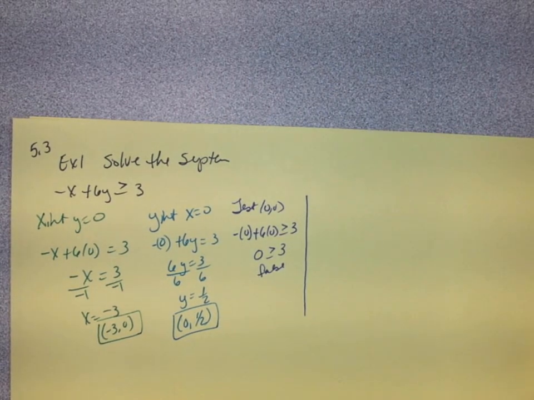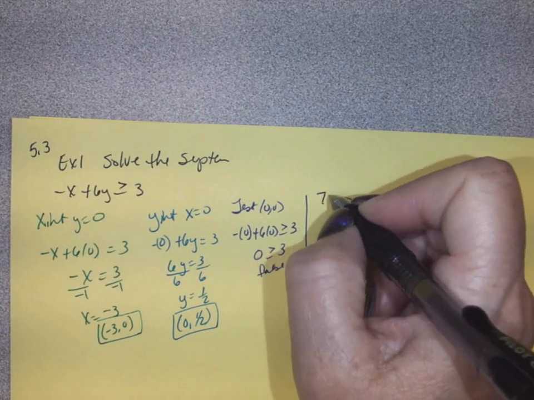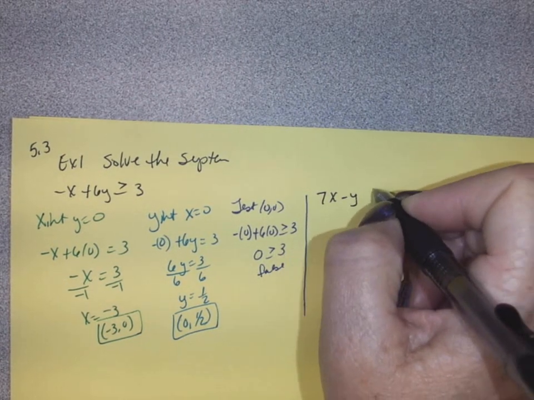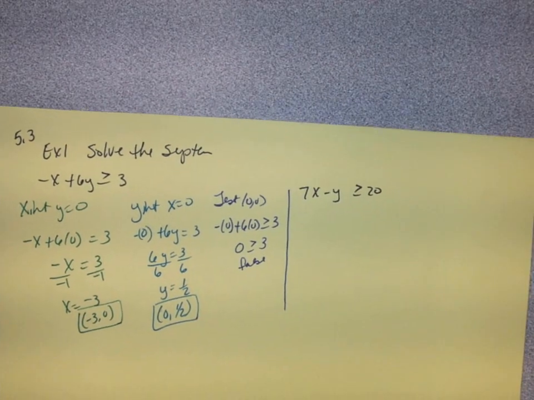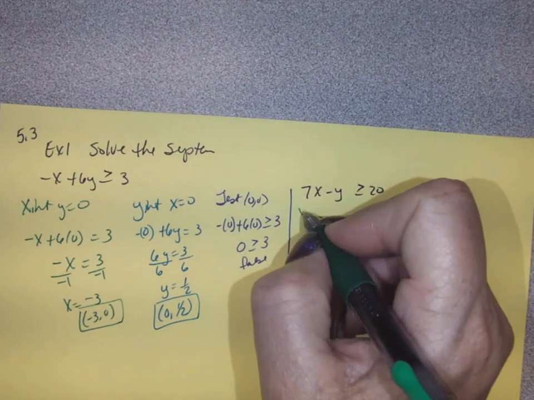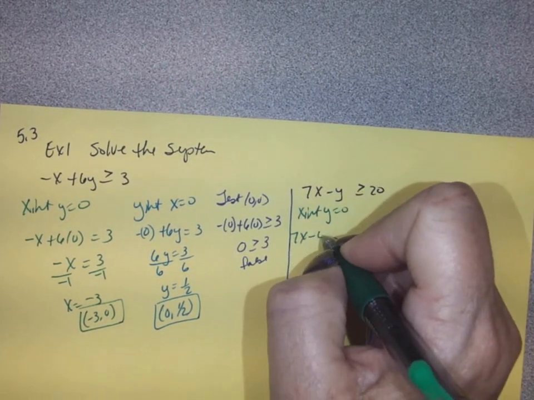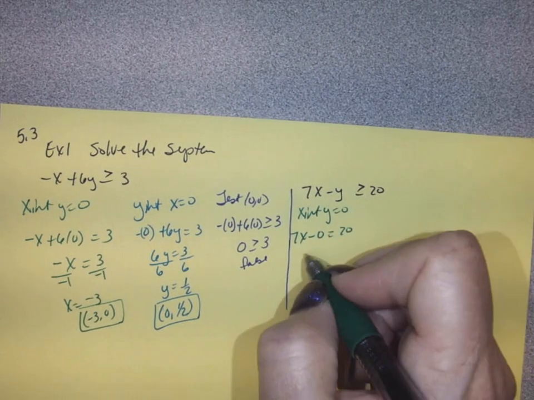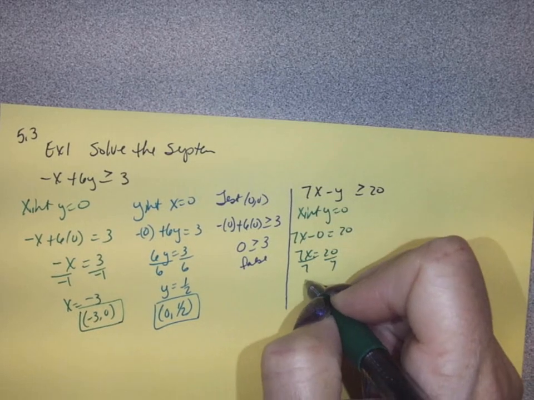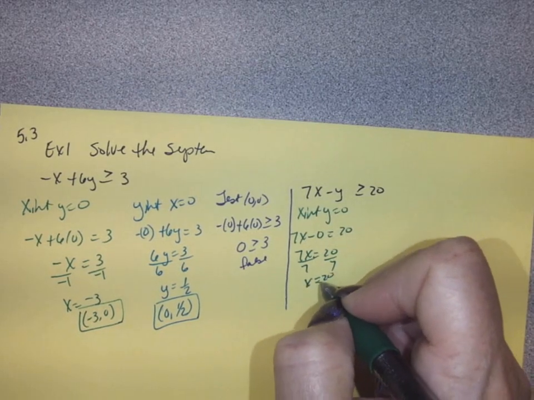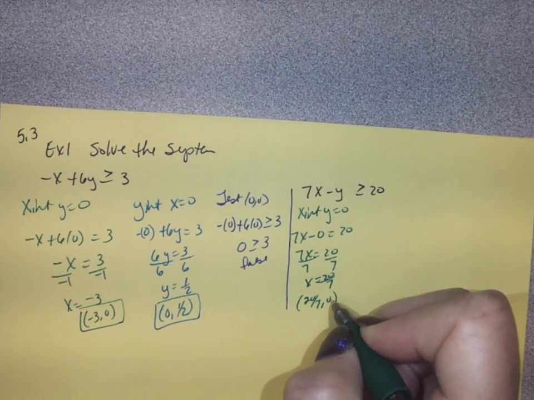All right, our next equation is going to be 7x minus y greater than or equal to 20. And it doesn't matter which order I solve the equation parts in. All right, so our x-intercept, again, y equals 0. 7x minus 0 equals 20. 7x equals 20. Divide by 7, and x equals 20 over 7, which gets us (20/7, 0).